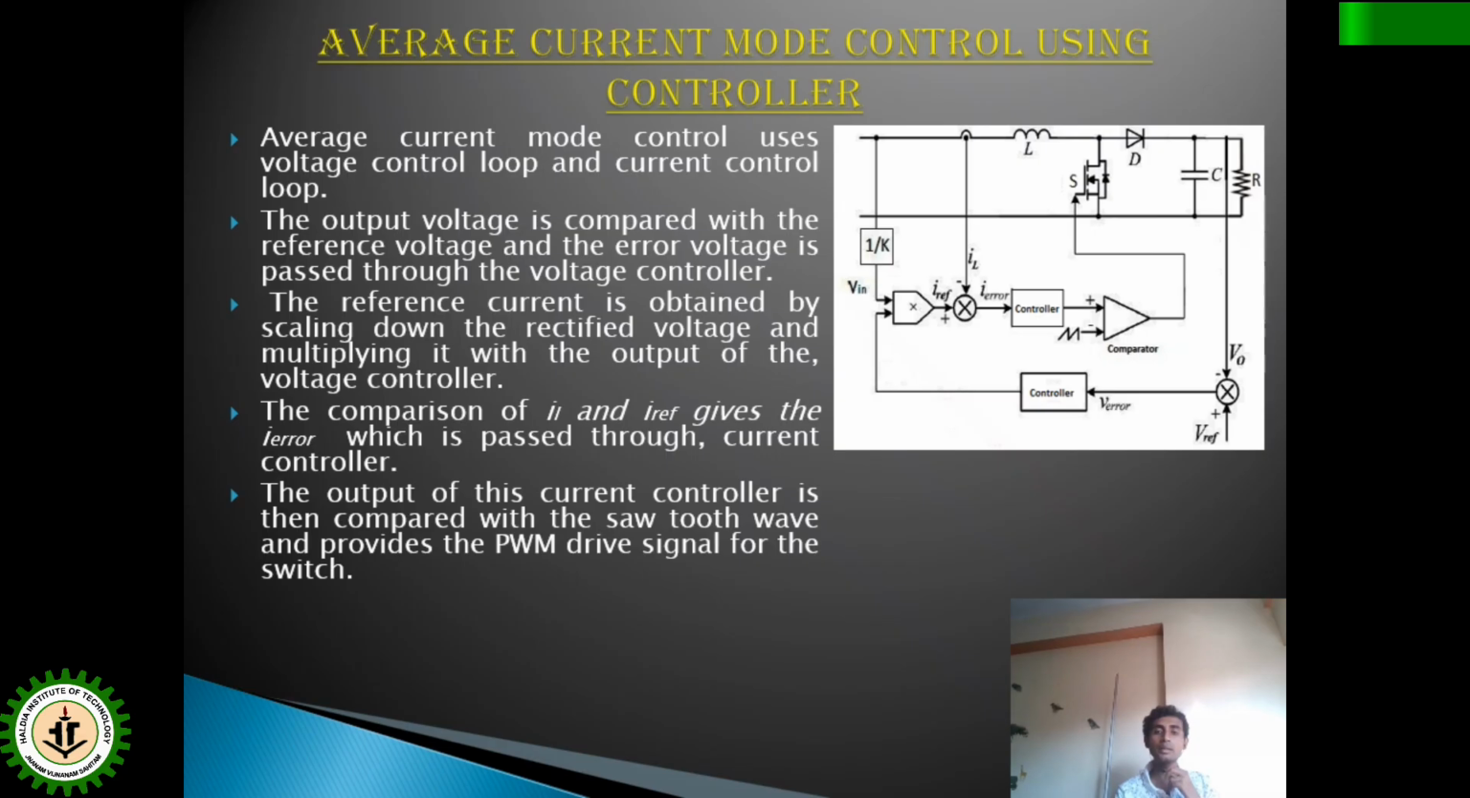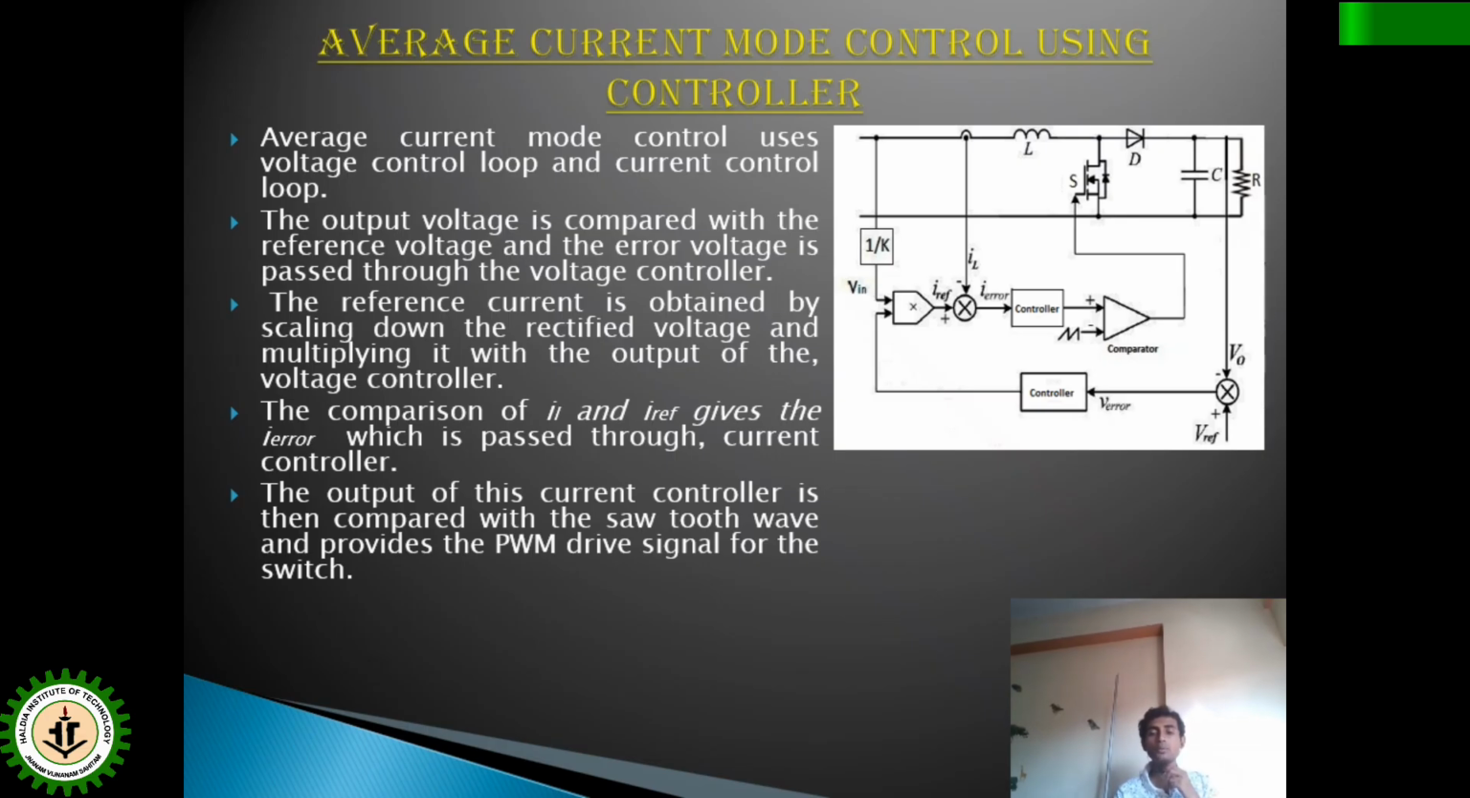So that Iref will be compared with the inductor current IL. Inductor current IL is the continuously drawn current. So IL and Iref will be compared and a current error signal, I error, will be generated. That will be fed to a controller again. Again it can be any controller. Then the output of that controller will be compared with a comparator to generate the pulses which will be fed to the switch. If it is a MOSFET or IGBT, this pulse will be given to the gate of the switch. So this is the process.